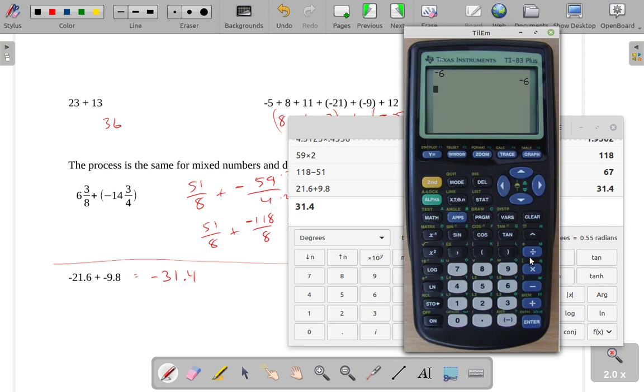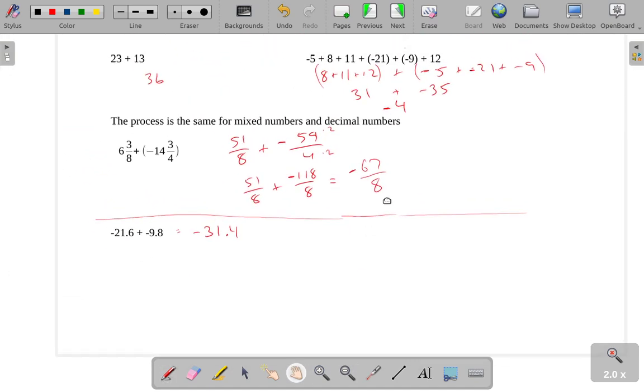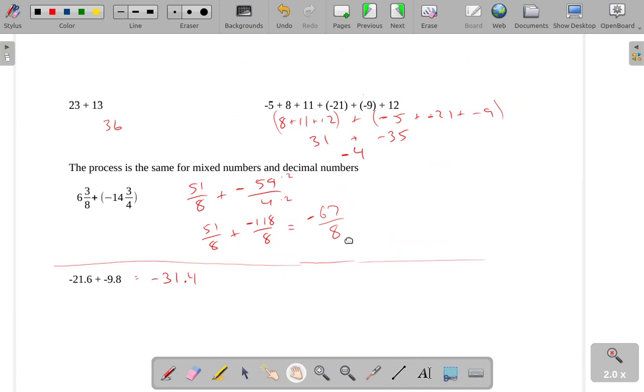So in any case, if I wanted to do addition and subtraction on the calculator, I could on this calculator. Negative 21.6 plus negative 9.8, and you can see it gives us the negative 31.4 that I got. I do highly encourage you to do these things by hand anyway. This is part of the reason why I waited toward the end of the video to show you how to do it on the calculator, because I didn't want people to just see how to do it on the calculator and then move on.